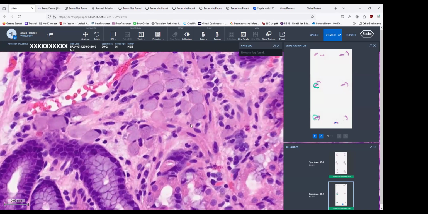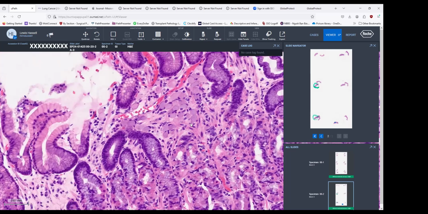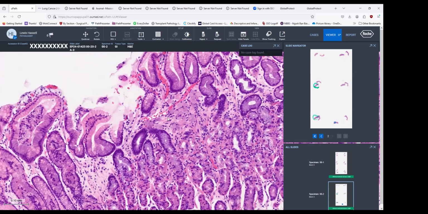So what would we do from here? We have a minute area of likely malignant cells. How was this signed out? Well, this was signed out as gastric mucosa with a rare small cluster of signet ring cells. They didn't call it gastric adenocarcinoma, poorly differentiated.